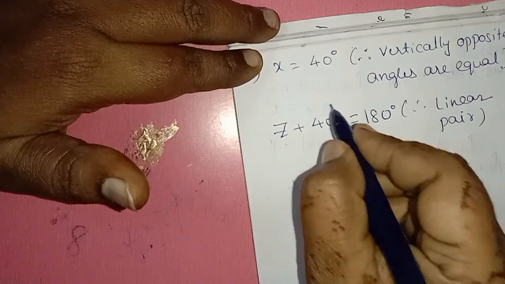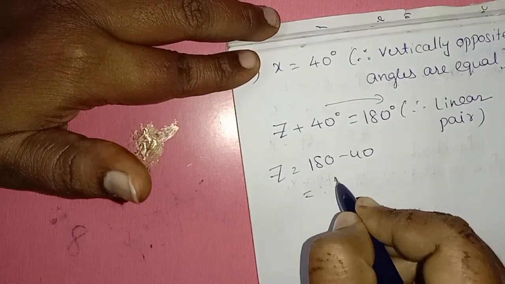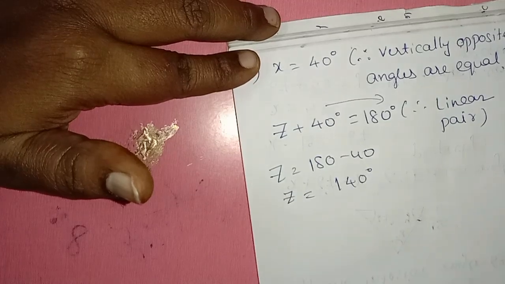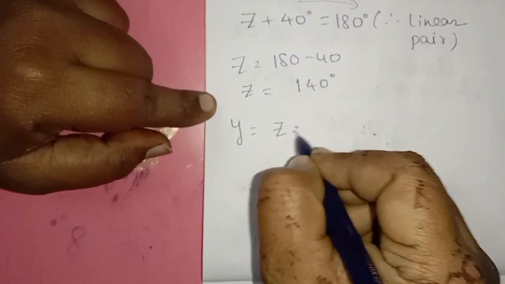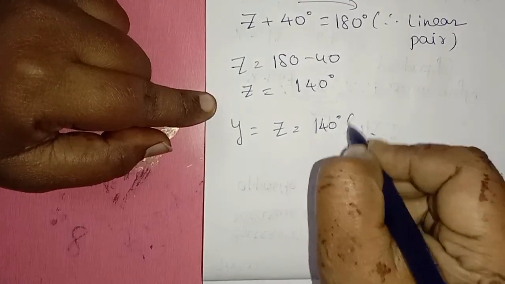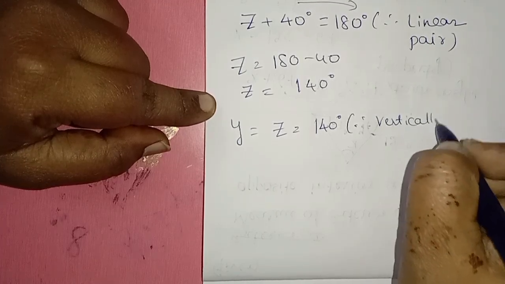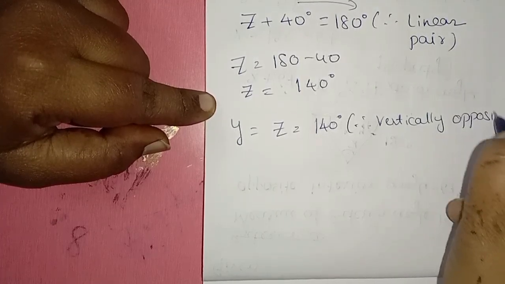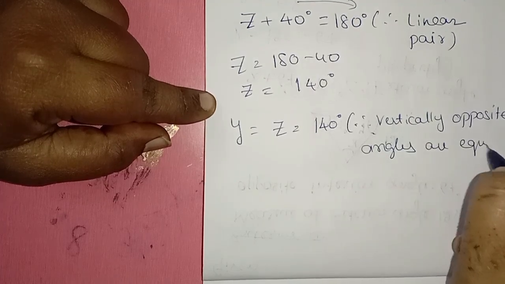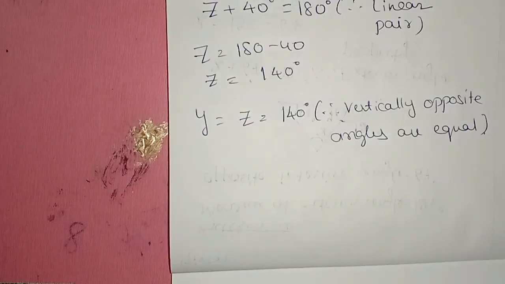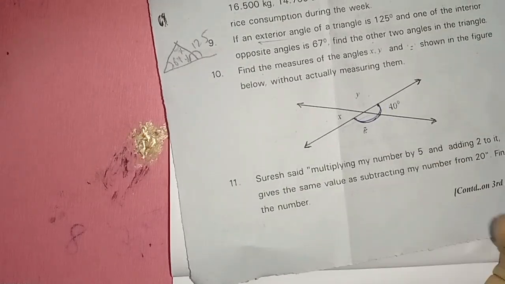So transpose 40 to that side. Z equals 180 minus 40 degrees, 140 degrees. Z equals 140. Clear? Now y equals z equals 140 degrees, as per which property? Vertically opposite angles are equal. Like this, when two lines are intersecting, vertically opposite angles are equal, so z equals y.